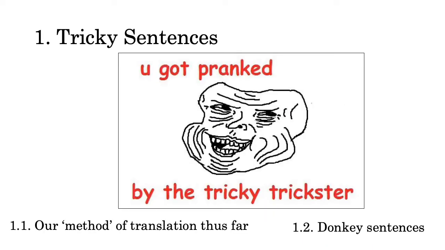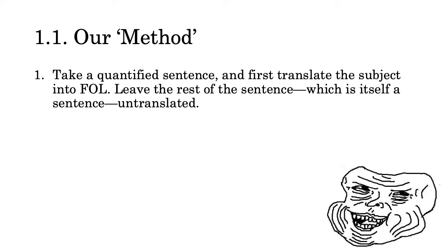I'm going to proceed in two steps. First, I'm going to make explicit the method that we've been using for translating quantified sentences thus far. And then I'm going to give you an example where that method kind of breaks down. These are what are called donkey sentences. And they're just an example of a number of places, in fact, where this method is not watertight, but is nevertheless reliable for a lot of other kinds of sentences. So we can think of our method as consisting of three steps.